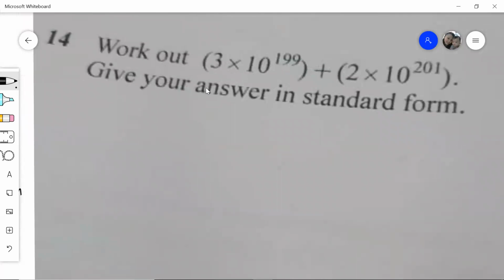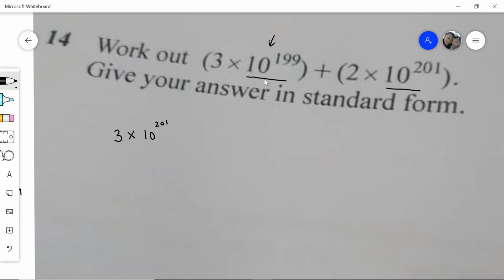Number 14: work this out and give our answer in standard form. We're going to show the working. Now, for this question, we always take out the highest common factor. The common factor I see is 10 to the power of 199 and 10 to the power of 201. I shall take 201 as my factor. But before I factorize that, I have to make sure I see 10 to the power of 201 in the first bracket. So let's rewrite that: 10 to the power of 201.